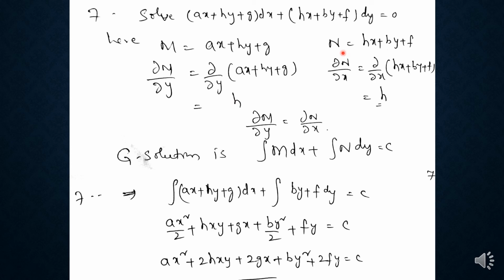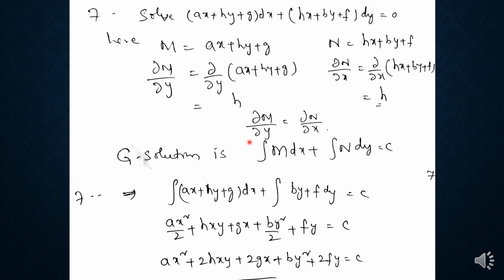Similarly, coming to N = hx + by + f, ∂N/∂x is equal to ∂/∂x of hx + by + f, differentiating with respect to x and y will be treated as a constant. ∂/∂x of hx is h, plus ∂/∂x of by is 0 because y is a constant, and ∂/∂x of f is also 0, f is a constant. So here ∂N/∂x = h and ∂M/∂y is also h. So these two are equal. So we can say that the given differential equation is an exact differential equation.